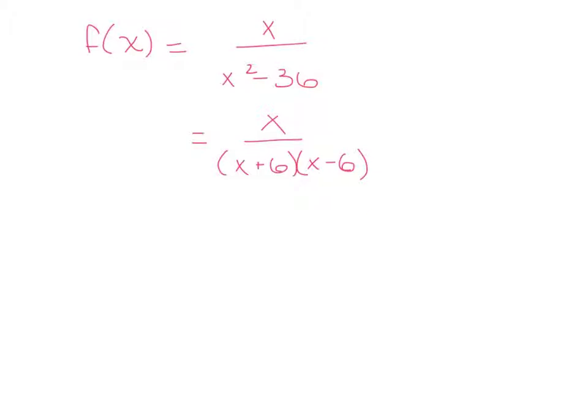No. Okay, that means that both of these are vertical asymptotes. So after I set them equal to 0, x equals negative 6, and x equals positive 6. So our vertical asymptotes are x equals negative 6 and x equals positive 6.